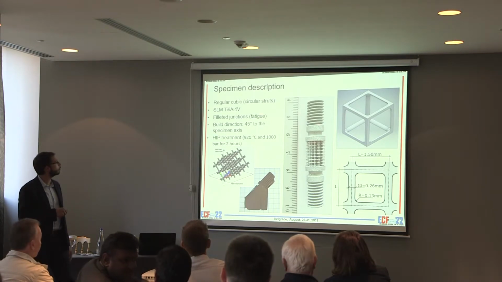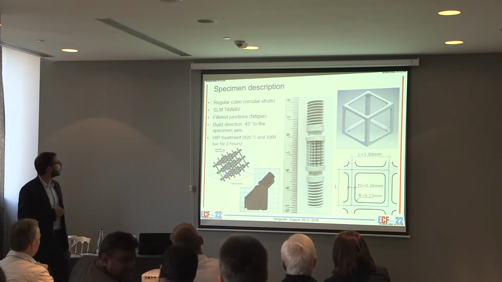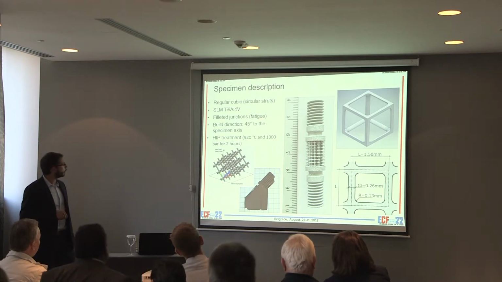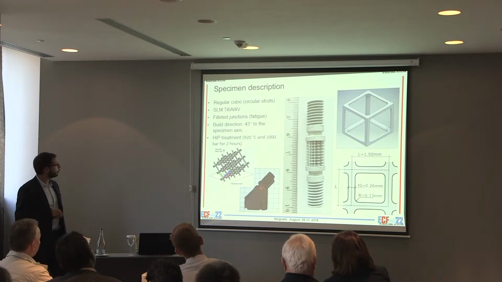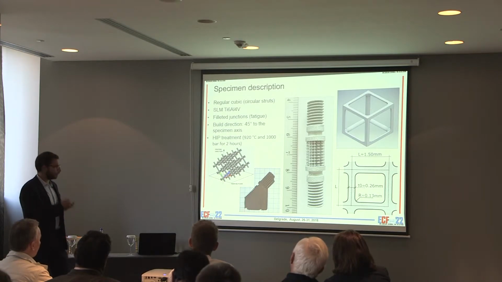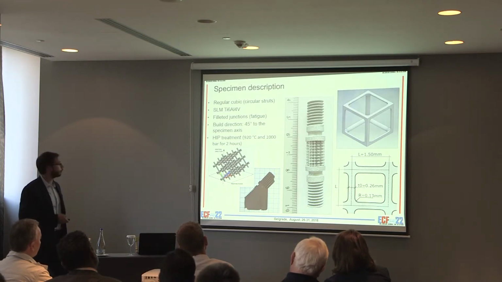It's a regular cubic structure with circular struts. The material is titanium, aluminum, vanadium, produced via selective laser melting. And the important aspect is that the specimen has been printed at 45 degrees to the natural orientation of the sample. So we have one series of struts which are in the printing plane, while the other 2 are inclined at 45 degrees. This will be important. To give you an idea of the size, the unit cell size is 1.5 millimeters, and the section of the strut is circular.